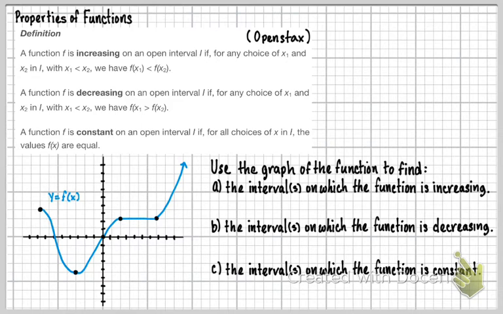Now the third one says a function f is constant on an open interval I for all choices of x in I where the values of f of x are equal. So if I take two values and it's constant or it's equal, then I could say it's constant. Okay, so if we look at this graph here, and let's say I take this value right here, call that my x1, and that would be 3.